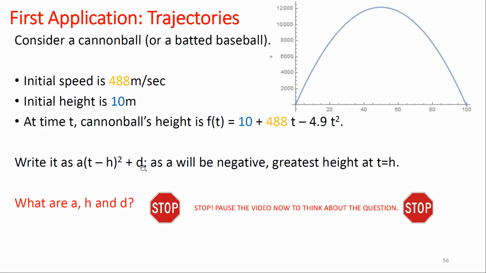And what do you think the largest value of this would be? Since a is negative, what would you want (t minus h) squared to be? What t could we choose to make this as large as possible? We have a times (t minus h) squared, right? So let's say a is negative 4.9. The larger (t minus h) squared is, the smaller this height is going to be. We want this height to be as large as possible.